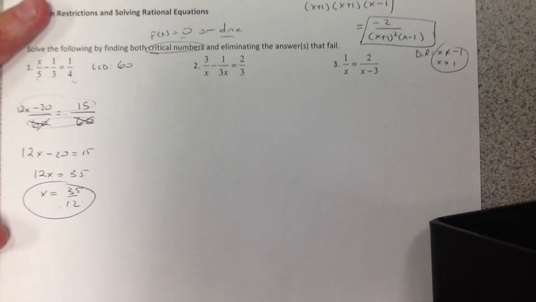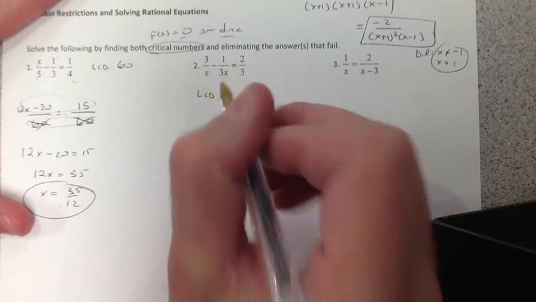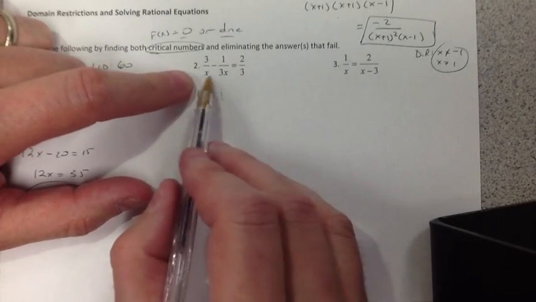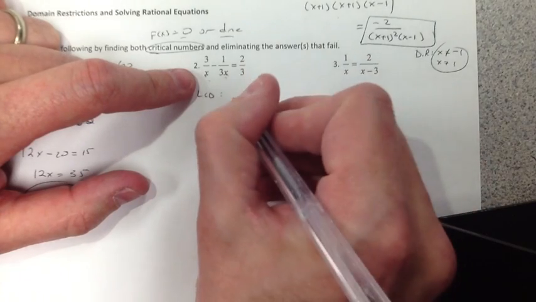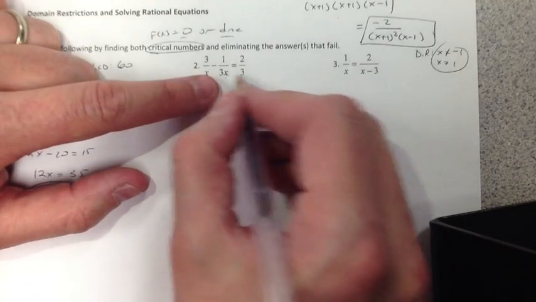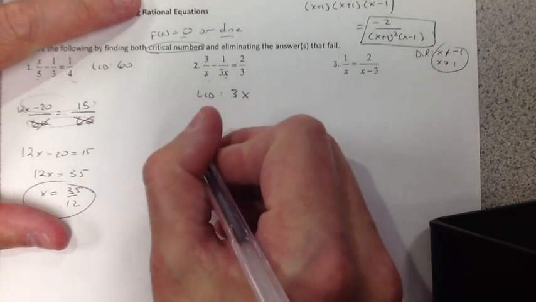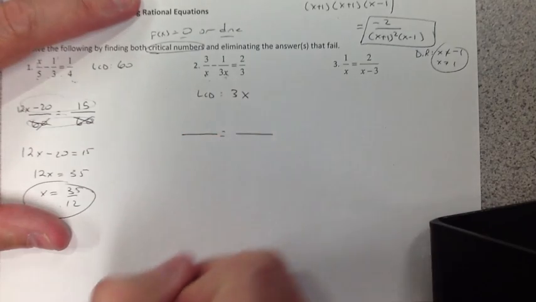Very easy to do. So if I take a look at number 2 here, let's find the LCD. None of them have anything absolutely in common, but if you notice, these two both have an x. So part of my common denominator is going to be an x. And what do you think the other one's going to be? These both have a 3, so I'll make it 3x. Very good.